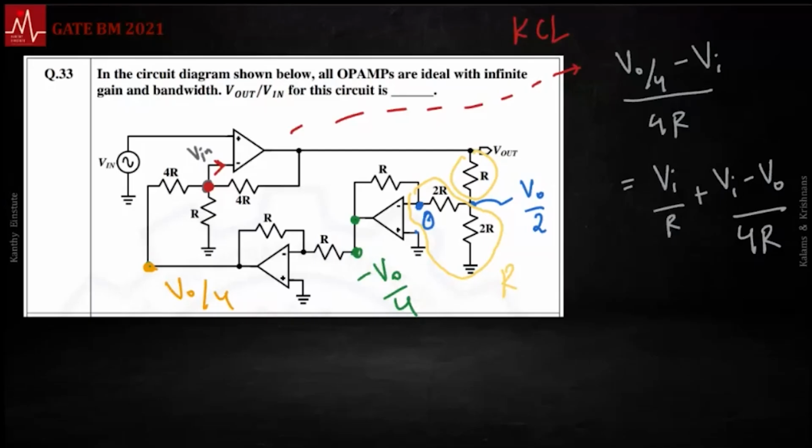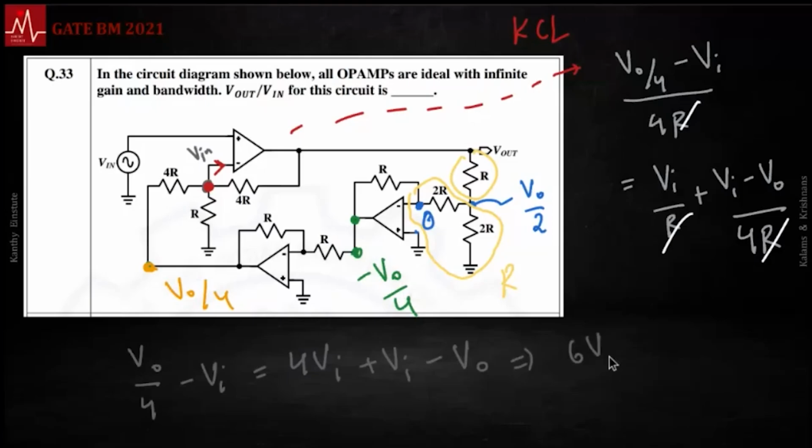Can we simplify this? We cancel the R's. So we get V naught by 4 minus Vi equals 4Vi minus... Vi minus V naught... 6Vi equals V naught by 4 plus V naught, which is 5 by 4 V naught.